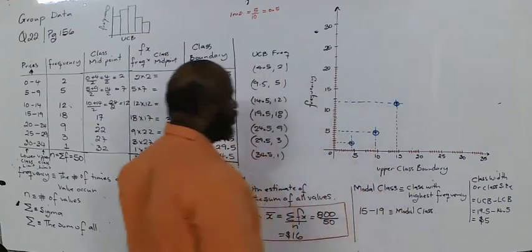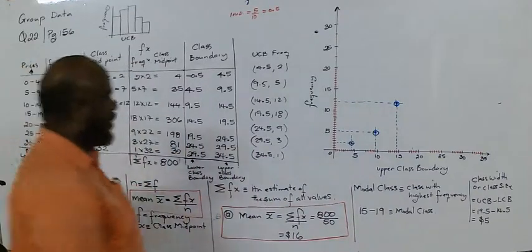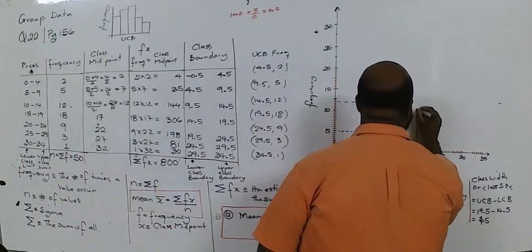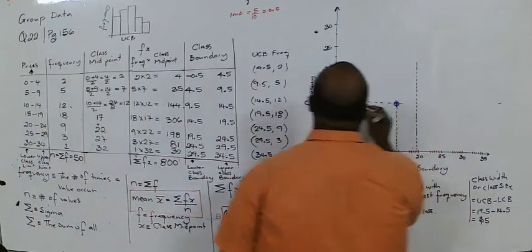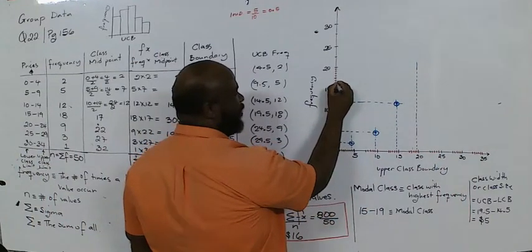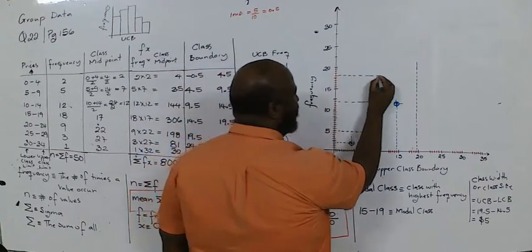That's there. 19.5 corresponds to what? 18. 19.5 is just before what? 20. 15, 15.5, 16, 16.5, 17, 17.5, 18.